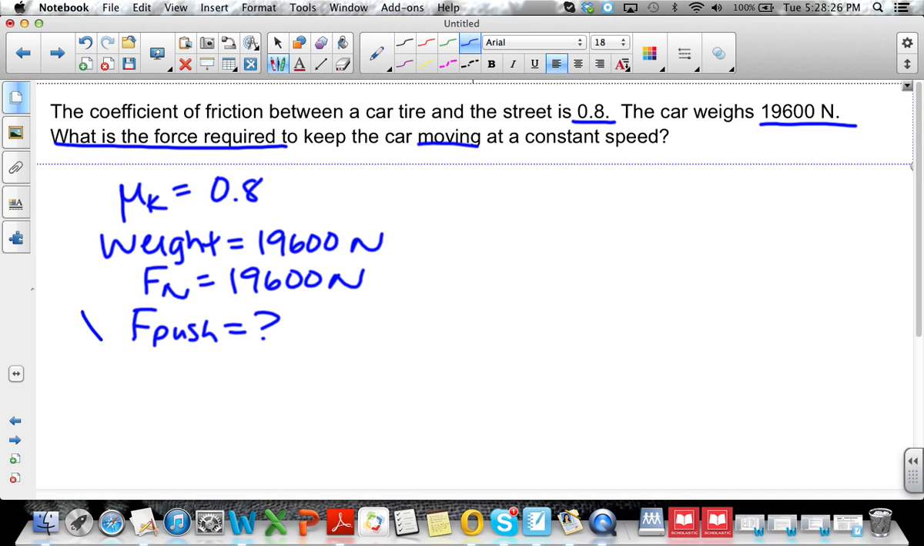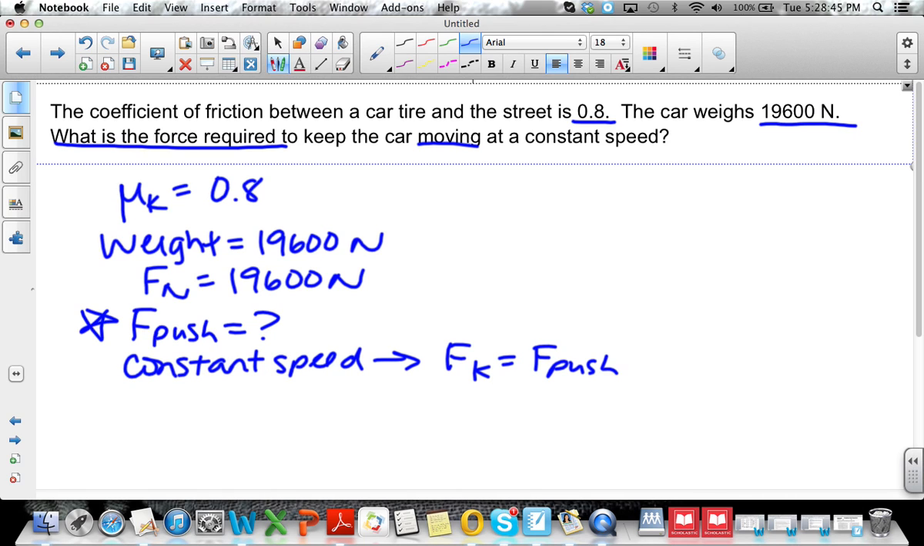So I don't know F push. Then moving at a constant speed. So constant speed. Okay, remember that this is a secret way of telling me that Fk is the same as Fpush, because for it to be constant, everything needs to balance. The up and down balance, the weight and normal force, and then the right and left have to balance. So Fk has to match Fpush. So, next is formulas.